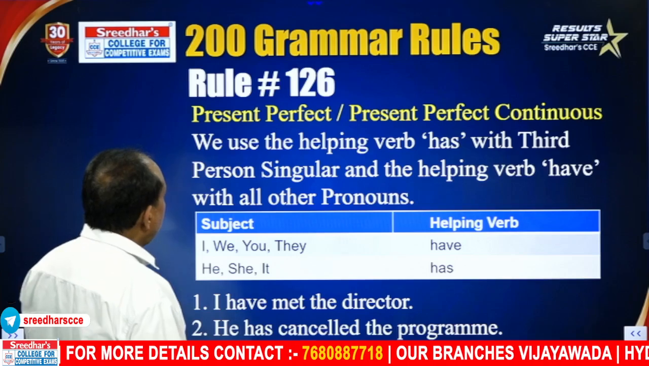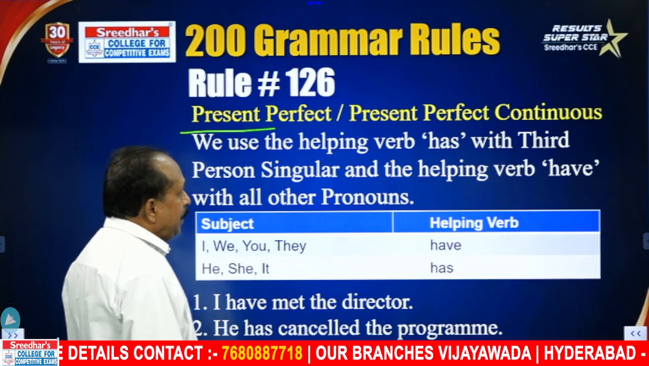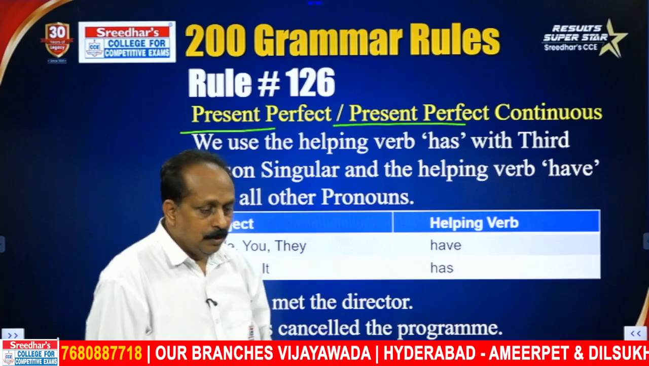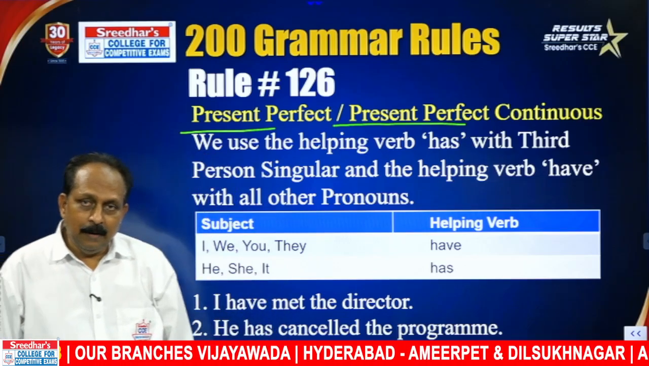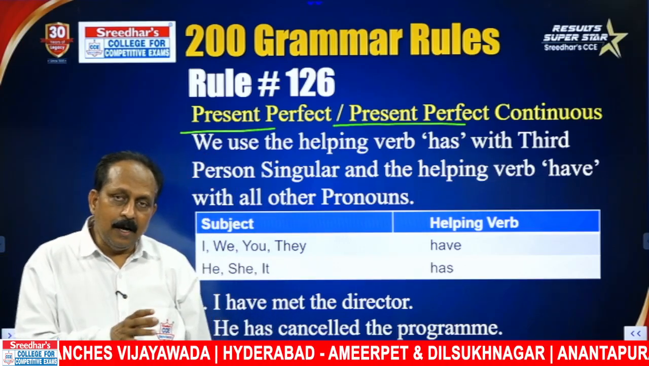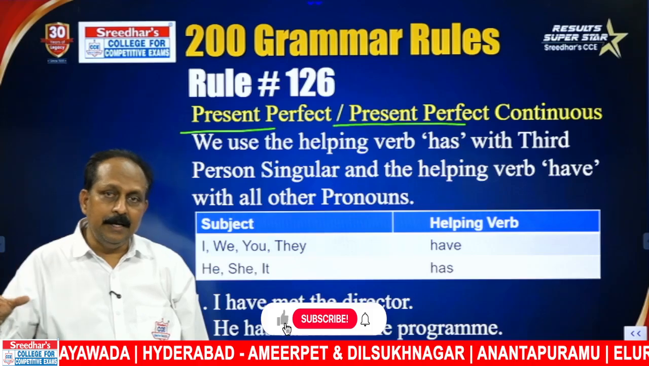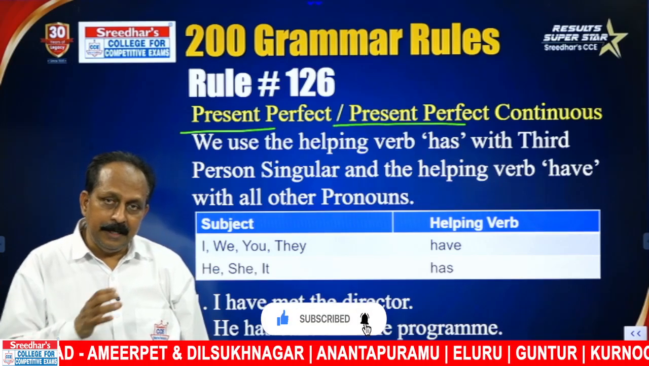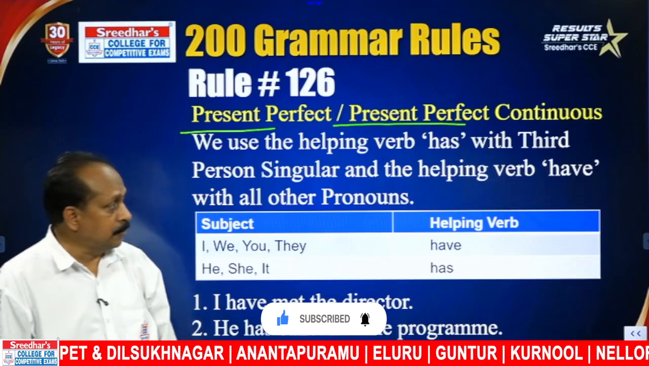The very first one is present perfect. Next is present perfect continuous. They have the same rule. What is that rule? If the subject is I, we, you, they, we should use have. If the subject is he, she, it, we should use has.